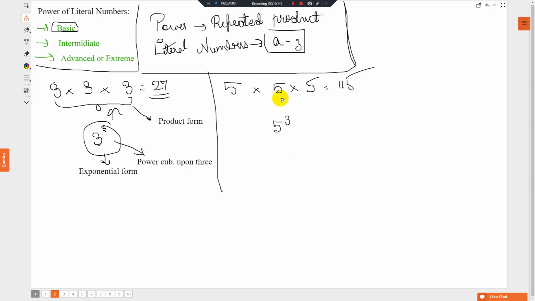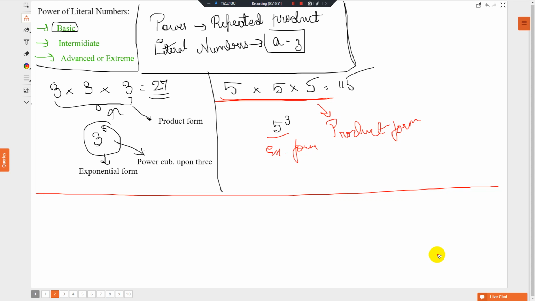Now, which is the product form and which is the exponential form? Yes, correct. Product form means this lengthy product form. This is just the product form. And for this one, it's the exponential form. Now we have learned about this.